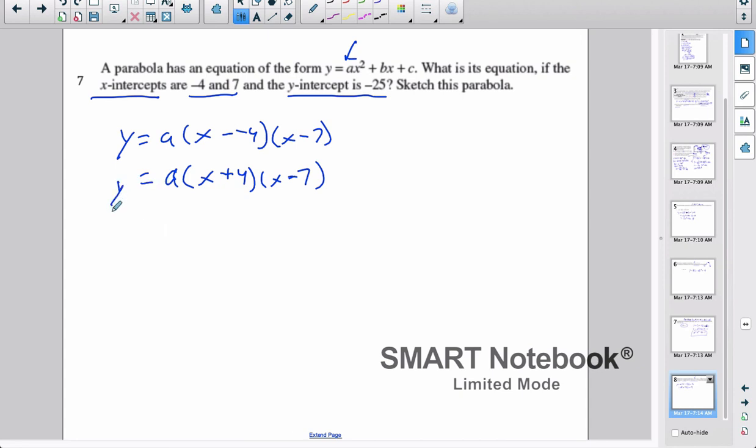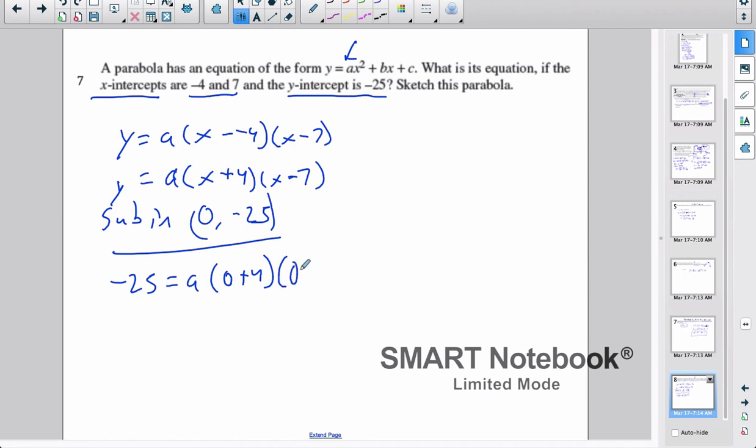Right now we can sub in (0, negative 25). So we get negative 25 equals a times (0 plus 4) times (0 minus 7). Negative 25 equals a times, that's 4 times negative 7, which is negative 28. So a equals basically 25 over 28. Okay, so that's it. We need the equation. What's the equation? I guess we need the standard form. So we need to actually expand this now.